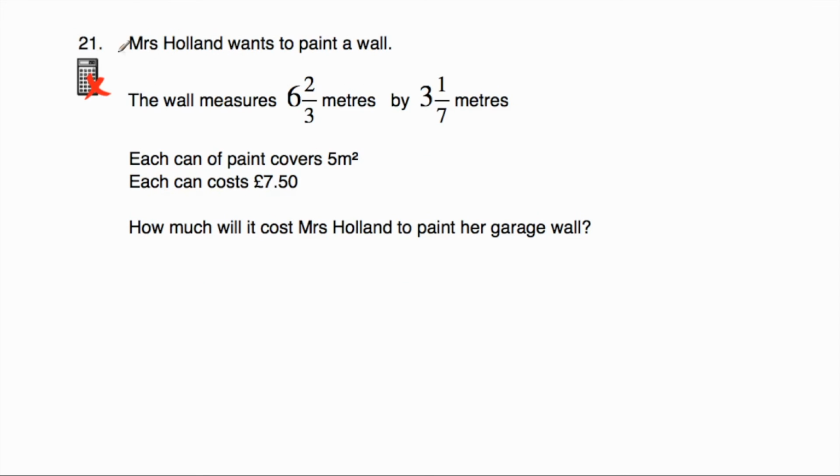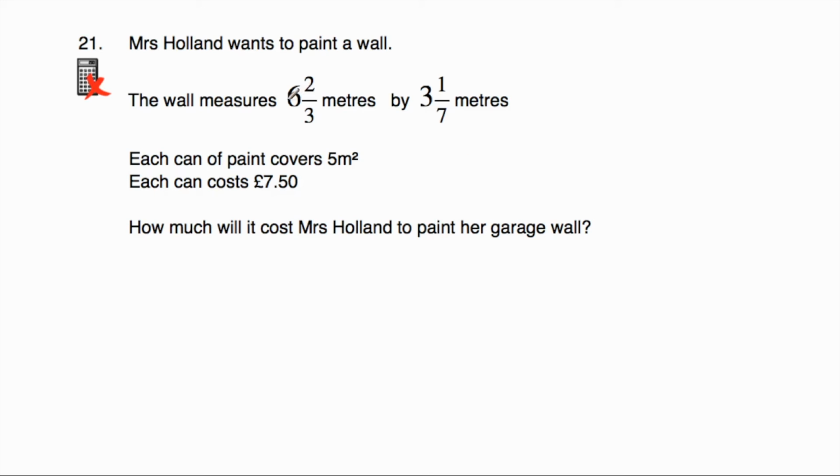Okay, let's have a look at question number 21. So question number 21 says, Mrs. Holland wants to paint a wall. The wall measures 6 2/3 meters by 3 1/7 meters. Each can of paint covers 5 square meters, and each can costs £7.50. How much would it cost Mrs. Holland to paint her garage wall?